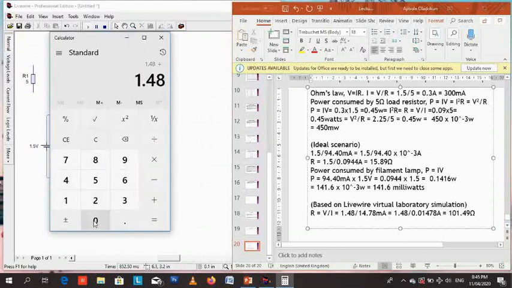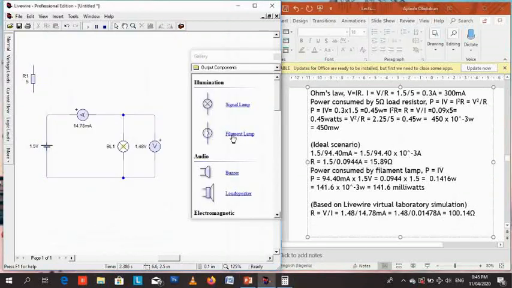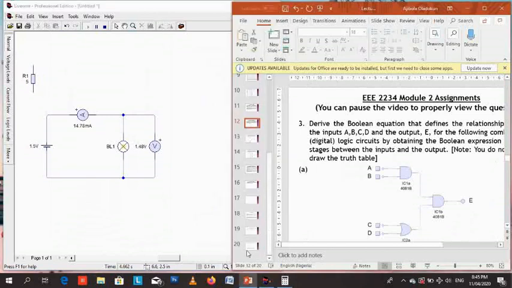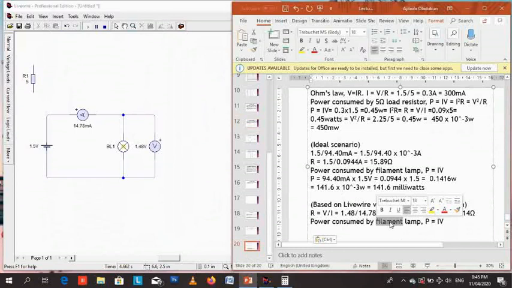The resistance is 1.48 divided by 0.0148. That's 100.14 ohms. So this is the internal resistance of the signal lamp based on the measured value, not the calculated value. So we are using the simulation, we are not using the ideal case again.